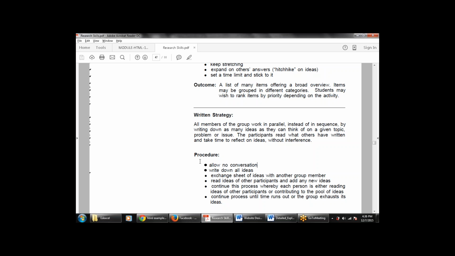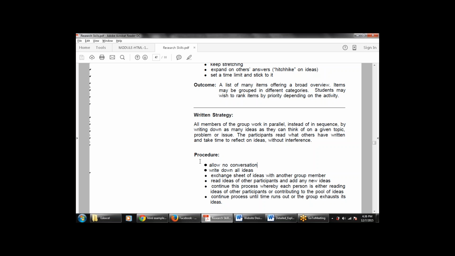Now read the ideas of other participants and add any other idea. So these are the various procedures. After exchanging, read the ideas of the other participant. This participant has written this, that one has written that, and add any new idea. So add that idea. Then continue this process, whereby each person is either reading the ideas of other participants or contributing to the pool of ideas.